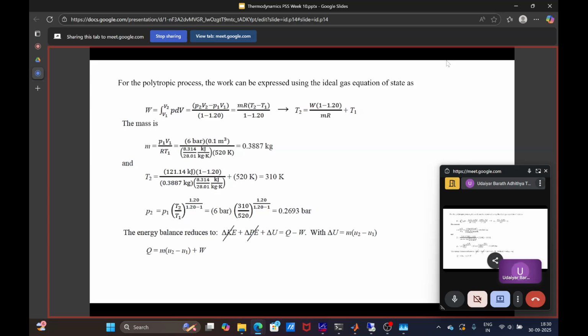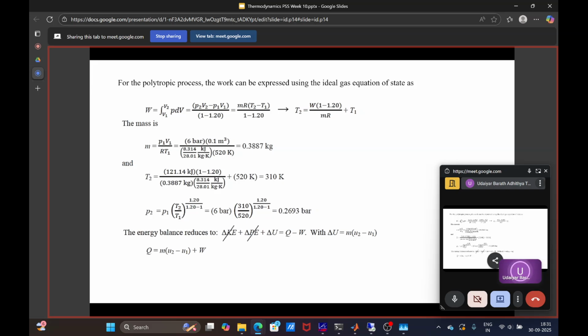So we know it's a polytropic process. The work done can be expressed as, so we know work is integral P dV from V1 to V2. We know the process equation, so we can write P as C by V raised to power n. So integrating, what we get is P2 V2 minus P1 V1 divided by 1 minus n. This is the expression for work done for a polytropic process. P2 V2 can be written in terms of temperatures because we are assuming an ideal gas. So it becomes m R (T2 minus T1) by 1 minus n.